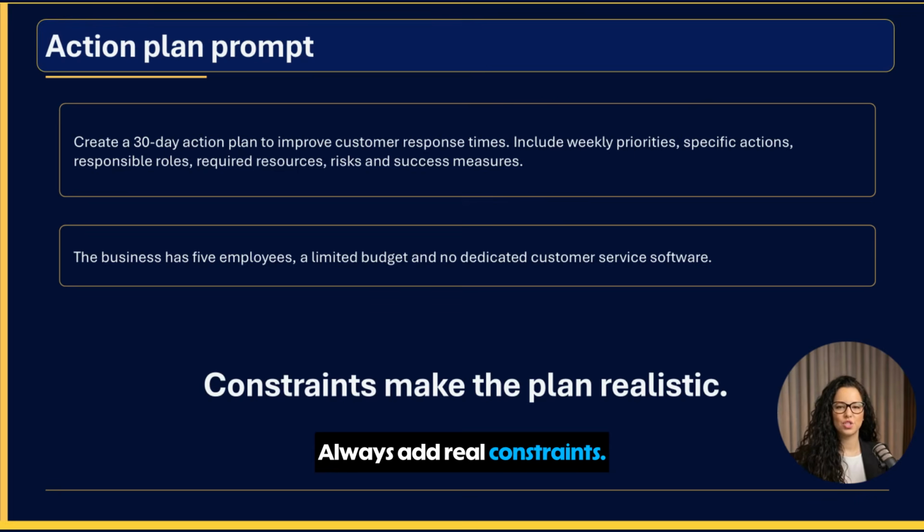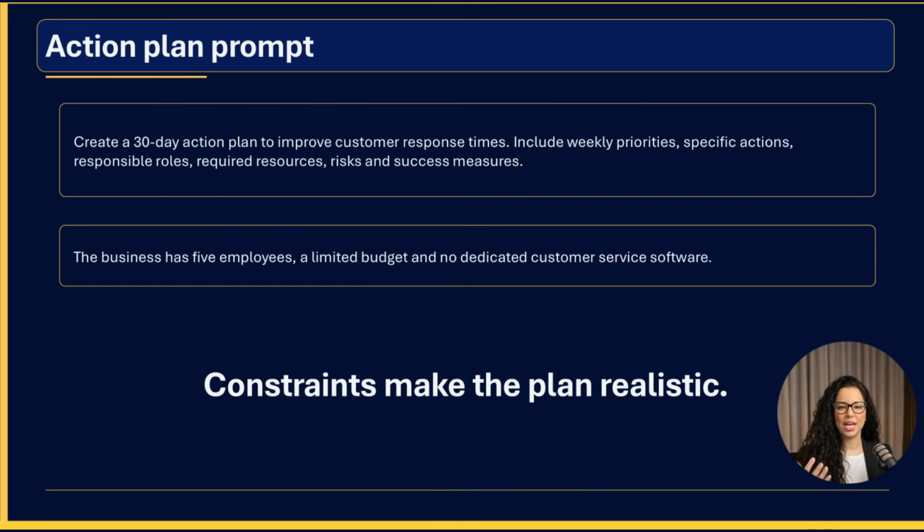Always add real constraints. If the business has 5 employees, a limited budget, and no dedicated customer service software, tell ChatGPT that. Without constraints, the plan may be unrealistic. With constraints, the answer becomes more practical. You can also ask ChatGPT to rank the actions by impact, cost, and difficulty. This helps you decide what to do first rather than trying to do everything at once.